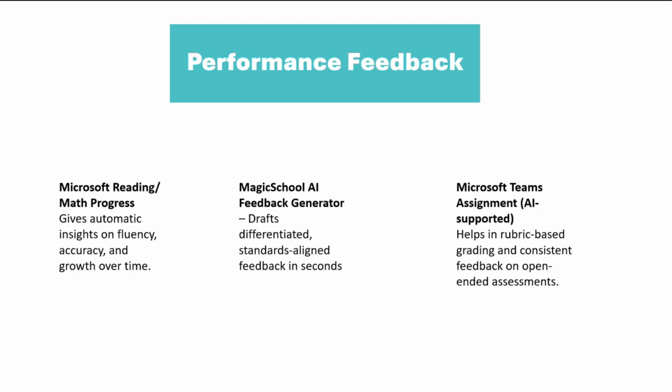Microsoft Teams assignments, which are AI supported, help with rubric-based grading, which happens automatically. All you have to do is attach a rubric alongside any assignment. Okay, attach a rubric. And when you are submitting, your rubric descriptors will be taken as feedback and provided to students. So just imagine, it is super simple.